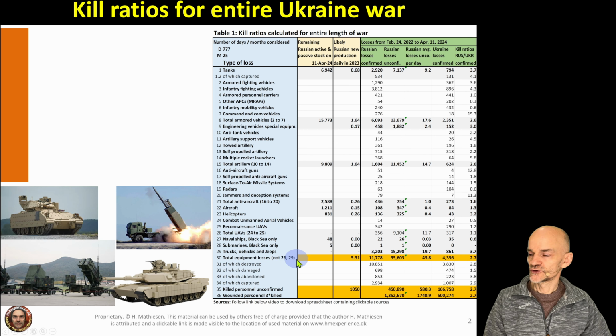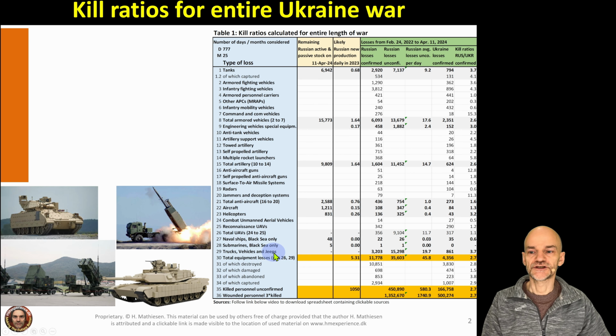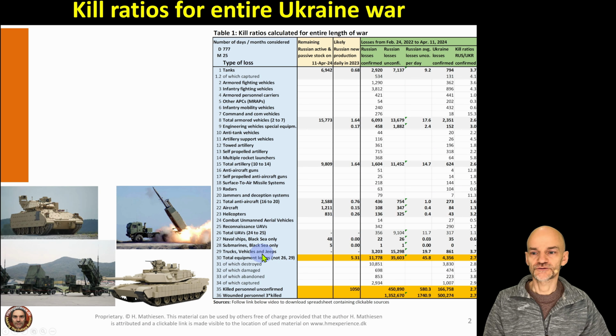And also I don't include 29, that would be trucks, vehicles, and jeeps. Now that's clearly defined, but they cost almost nothing, and Russia's definitely not running out of that kind of equipment, so no reason to include it here. Plus they're so numerous, it's ridiculous to compare one truck with a naval ship. We want total equipment losses to cover the stuff that matters. That would be tanks, artillery, ships, airplanes and stuff, anti-aircraft systems.